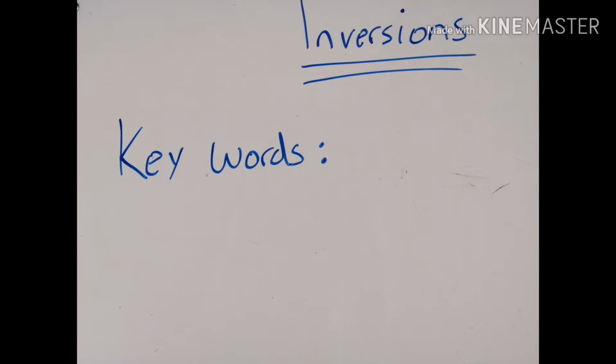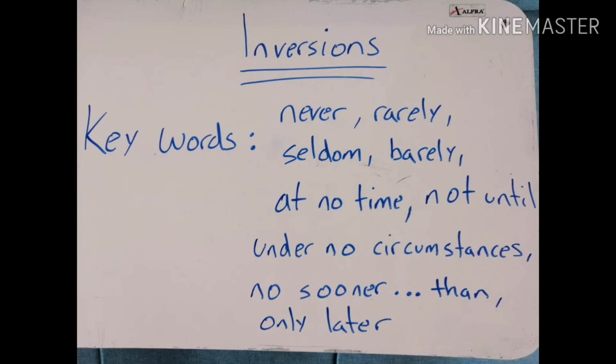So a negative adverbial is one of the key signals that you have to use an inversion, right? So the following is a list of some common negative adverbials. So here's a list. You can also find a more extensive list on page 168 in your books. So take a look at that list and get familiar with some of these negative adverbials.